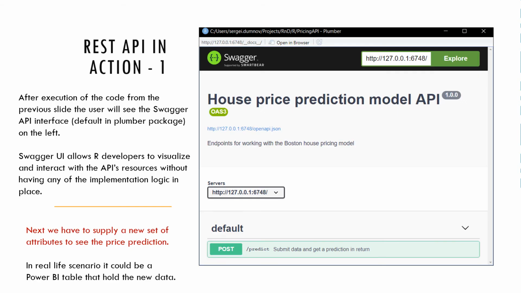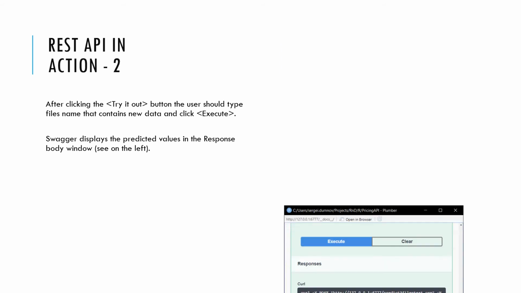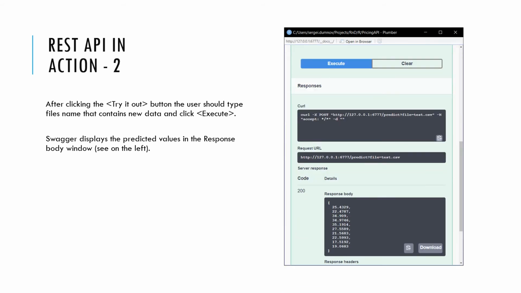After execution of the code from the previous slide, the user will see the Swagger API interface on the right. This is default for this package. Swagger UI allows R developers to visualize and interact with the API's resources without having any of the implementation logic in place. Next, we have to supply a new dataset to make the price prediction. After clicking the Try it out button, the user should type the file name that contains new data and click the Execute button. Swagger displays the predicted values in the response body window, which you can see on the right.